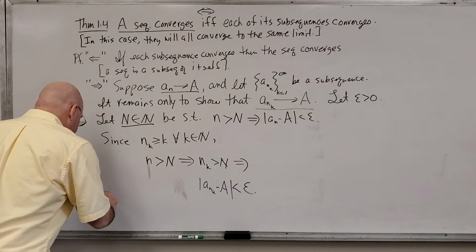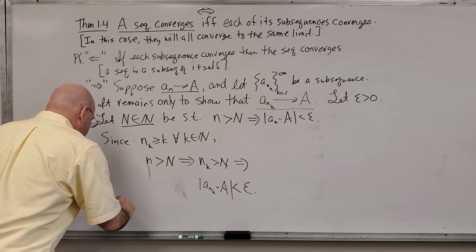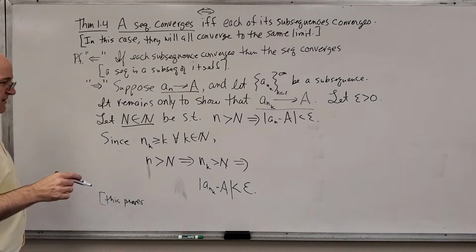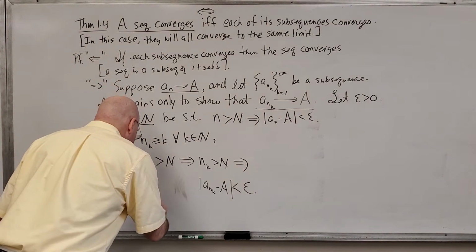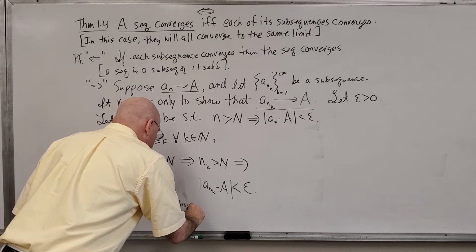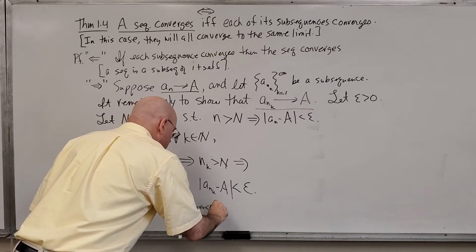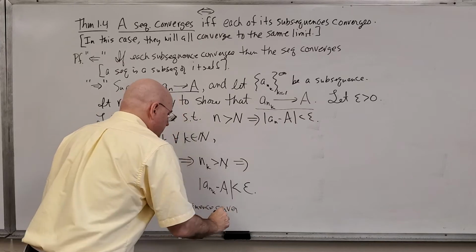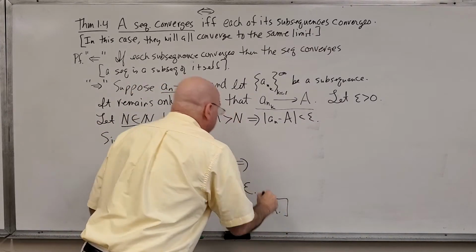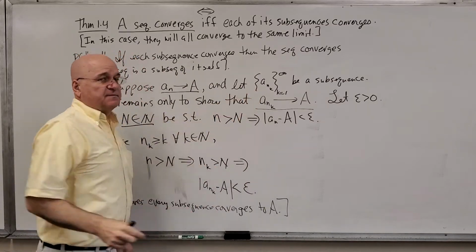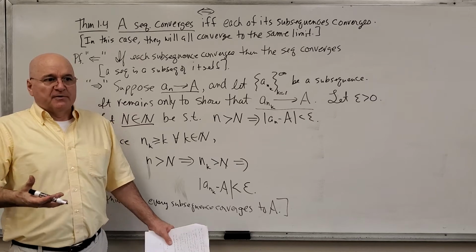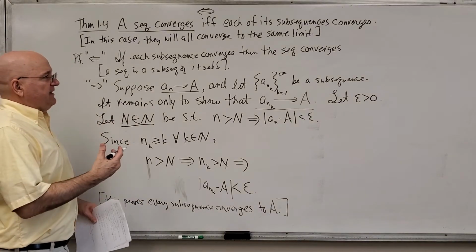And I'll make a note. This proves that every subsequence converges to A, because we arbitrarily chose a subsequence, and we proved that it converges to A. Since we arbitrarily chose it, it could have been any one of them.